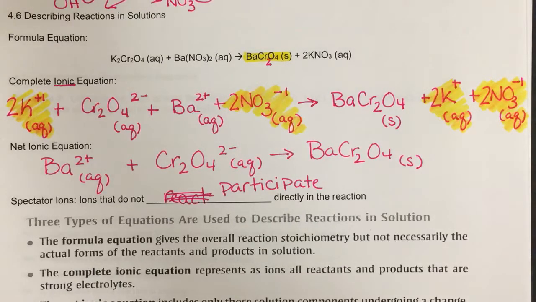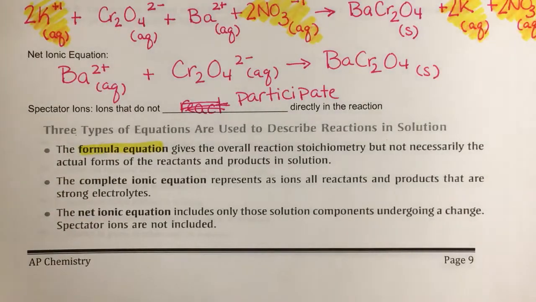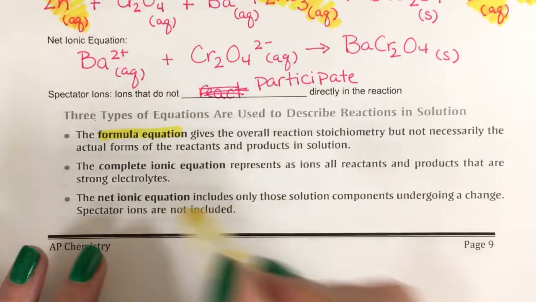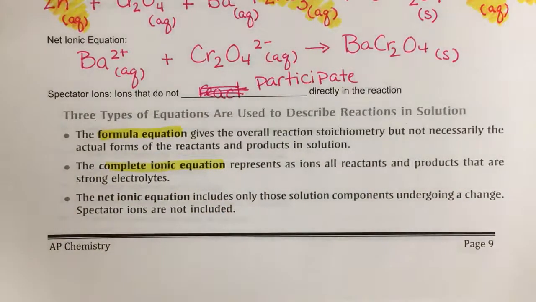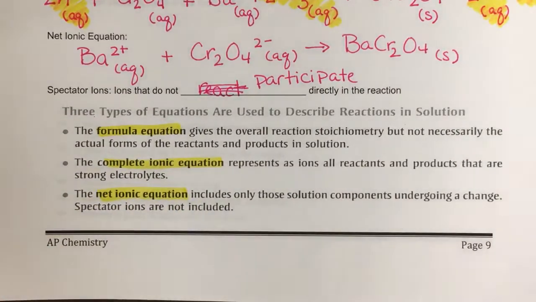Okay, so it's important to remember we've got three types. Formula equation is going to show everything overall. It's not actually telling us what changed in terms of ions. The complete ionic equation shows us everything as ions if it's aqueous and everything that broke apart. Okay? The net ionic equation takes out the spectator ions that don't change, and it only shows us the ones that do.